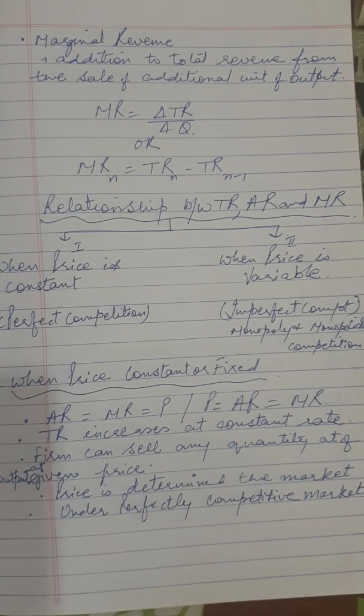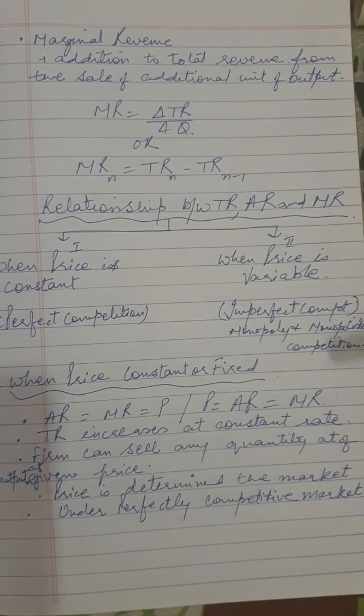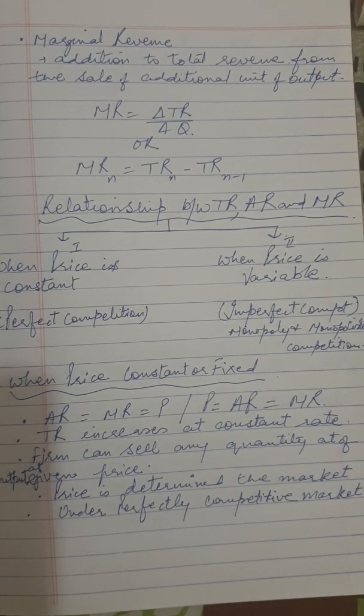because in a market the price is variable, it keeps on changing. Now first, what we are going to study is when price is constant or fixed, that is known as perfect competition. Under perfect competition, when price is fixed or constant, average revenue is equal to marginal revenue and marginal revenue is equal to price. Or we can say price is equal to AR, price is equal to MR and AR is equal to MR.